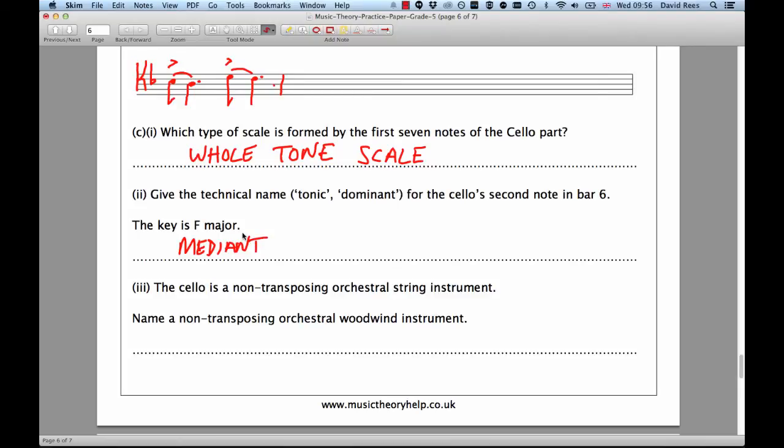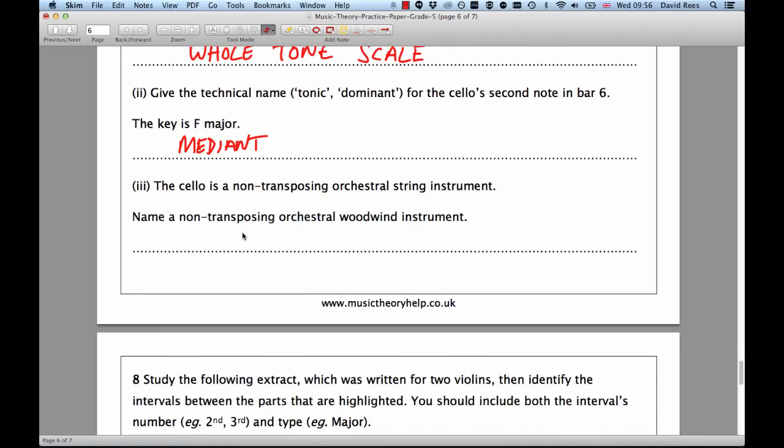Is the mediant. And finally, I think for this question, part 3 says the cello is a non-transposing orchestral string instrument. Name a non-transposing orchestral woodwind instrument. Okay, so I'd say as long as we steer clear of clarinets and maybe cor anglais, we should be fine naming any woodwind instrument, because there aren't that many transposing woodwind instruments. So the piccolo would be fine, the flute would be fine, the oboe would be fine, the bassoon would be fine. I'm just going to go with flute to finish this question off.